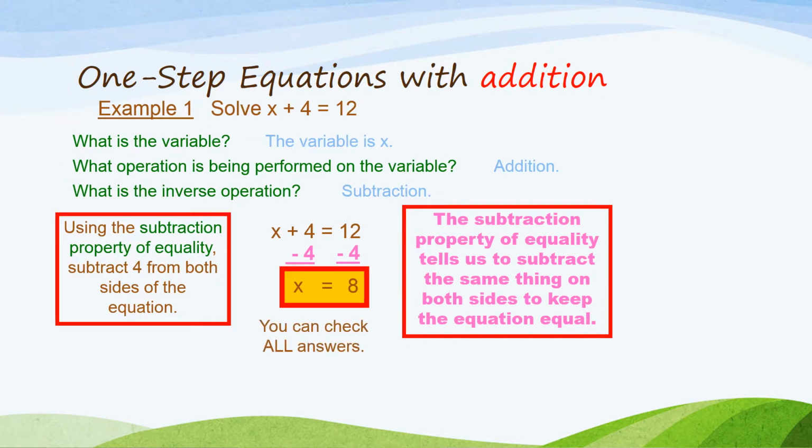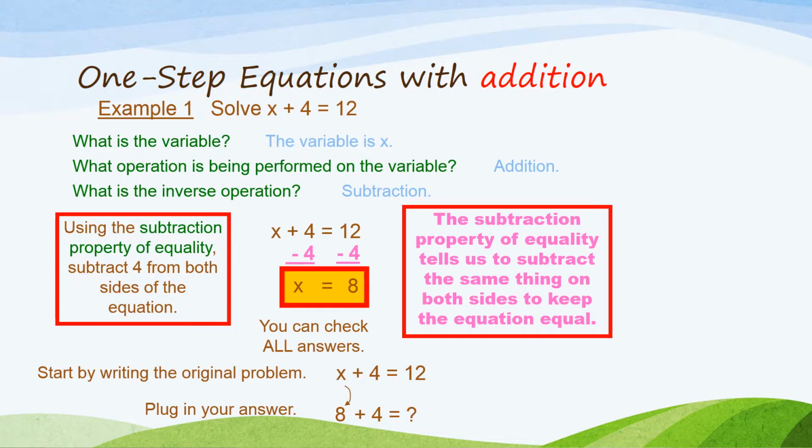And you can always check your answers. It is super easy to check your answers with these examples. So we start by writing the original problem, which is x plus 4 equals 12. And we can plug in our answer. So we have our 8 goes in for our x. Bring down the 4. 8 plus 4 equals 12. And we look, does it match the original equation? It does, so it is correct. x equals 8 is our answer.